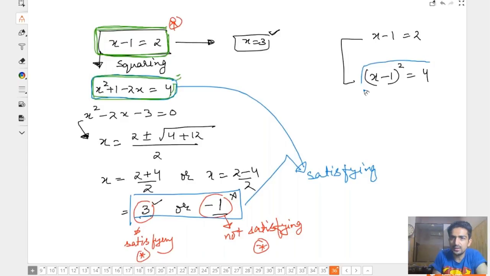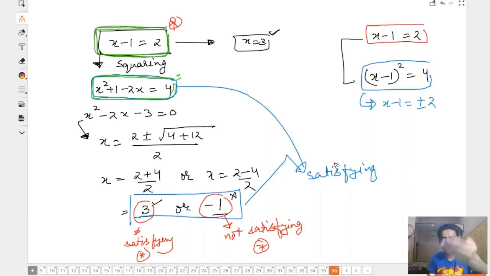Because this thing will imply x minus 1 equal to plus minus 2, whereas my actual equation was only x minus 1 equal to 2. So when I squared the equation, certainly I am getting something extra. Plus 2 is there, no doubt, but minus 2 is also there now. So certainly I am going to get some extra solutions here.